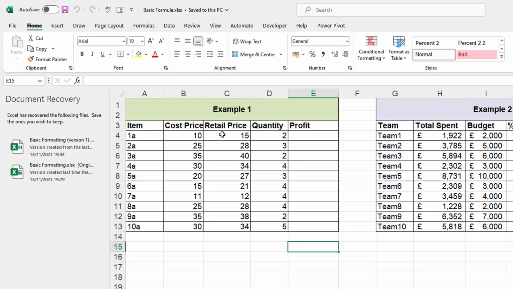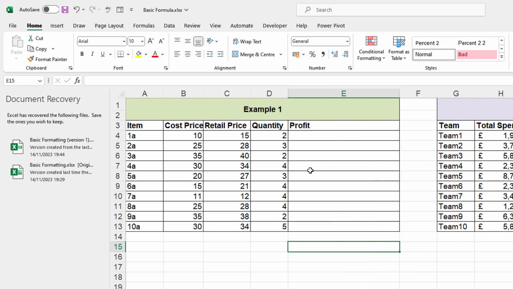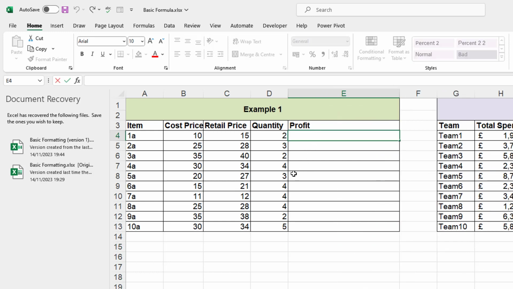In example 1, we have the cost price, the retail price, and the quantity sold. So the profit will be the difference between the cost price and retail price times the quantity. Now I'm going to type the formula. So this will be equals, and first I need to find the difference between the cost price and the retail price. So it would be the retail price minus the cost price. When that's calculated, I have to multiply the answer by the quantity, so it's times the quantity.